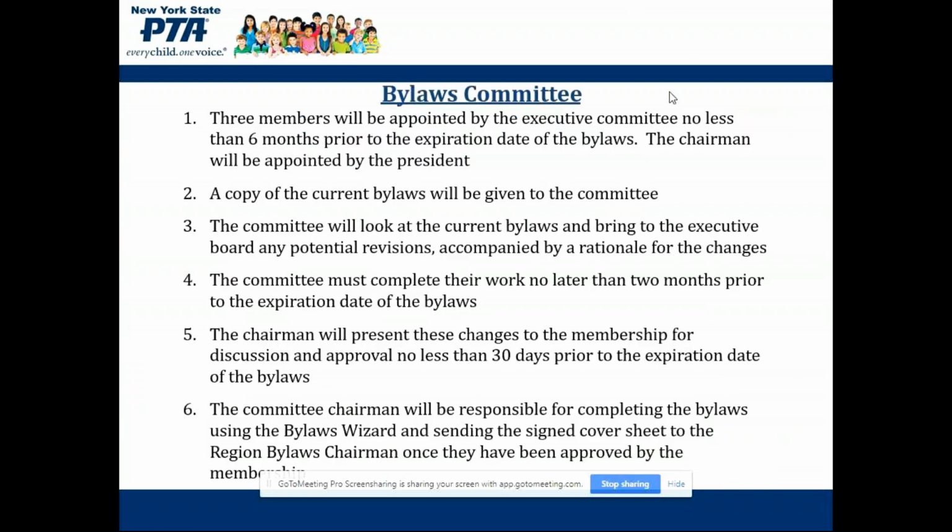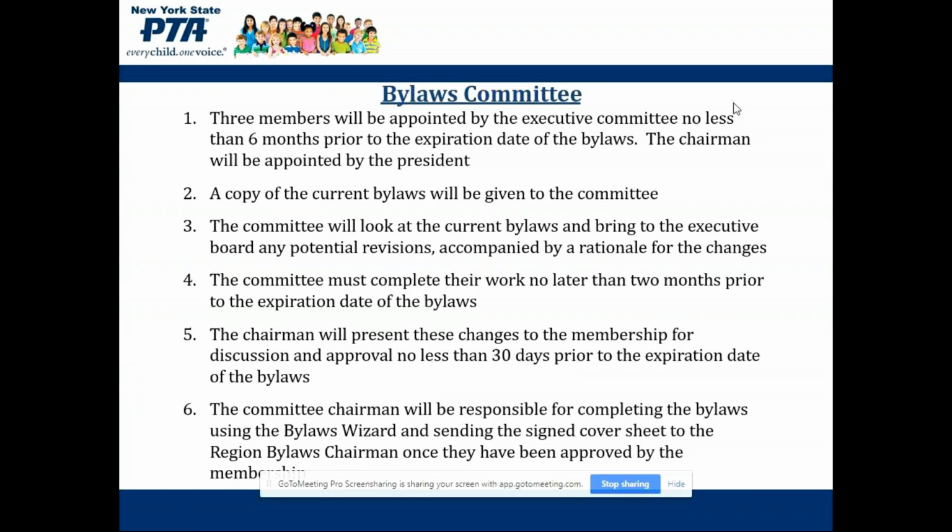So here we go. Number 1, 3 members will be appointed by the executive committee no less than 6 months prior to the expiration date of the bylaws. The chairman will be appointed by the president. That's very important, okay? How's the chairman chosen? Who appoints the committee? Again, it's a special committee. According to the bylaws, special committees are appointed by the president in conjunction with the executive committee, who are the officers.